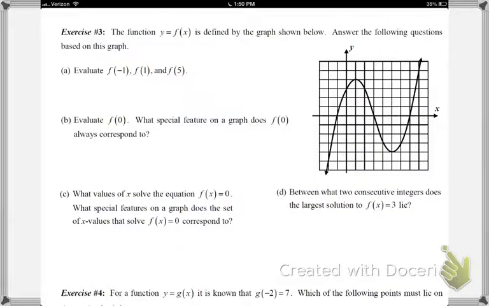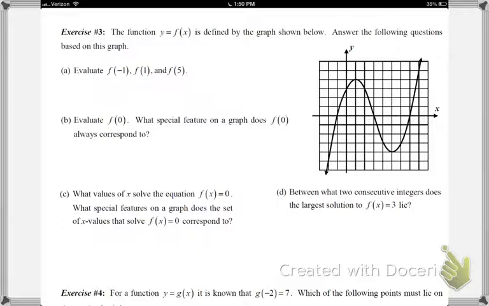Exercise 3. The function y is equal to f at x is defined on the graph below. Answer the following questions based on this graph. So you can see we're just given a graph. We're told that it's a function. We can see it is a function because it does pass the vertical line test. We do not need an equation for our function.